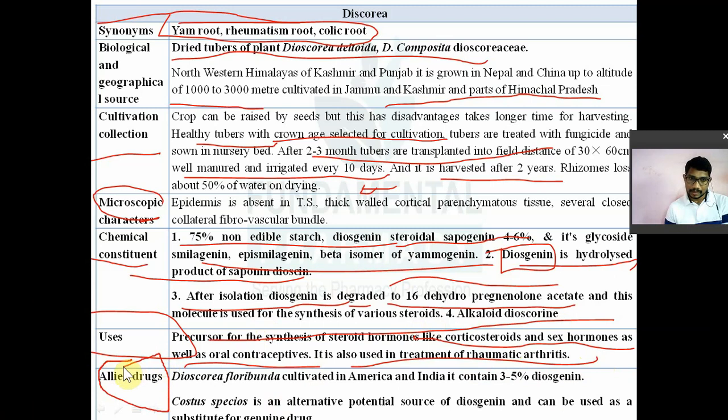Allied drugs like Dioscorea floribunda. Dioscorea floribunda is cultivated in America and contains 3 to 5% diosgenin. Another is Costus speciosus, an alternative potential source for diosgenin, which can be used as a substitute for genin. So this is all about Dioscorea.